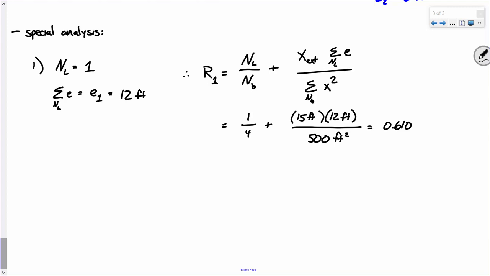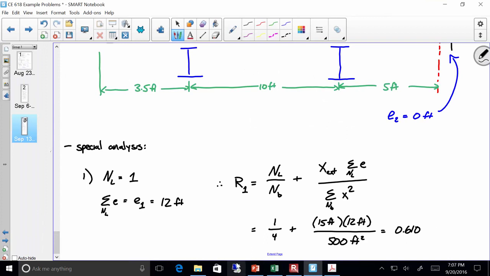Because if you recall, remember those multiple presence factors? Remember when we did the lever rule, we had to take the lever rule and adjust it by that multi-presence factor? Because multi-presence factors are built into all those nice, pretty plug-and-chug equations, but they're not built into methods like this. So we have to go out of our way to incorporate it. So let's see if you all remember. What's the multi-presence factor for one lane loaded? We used it for the lever rule. We took the lever rule analysis and then we multiplied it by something. It was 1.2. This is a good first guess.